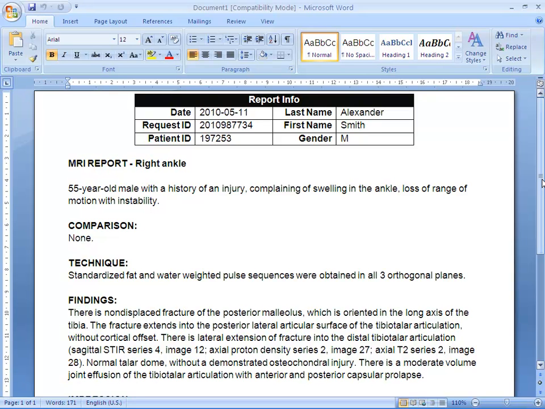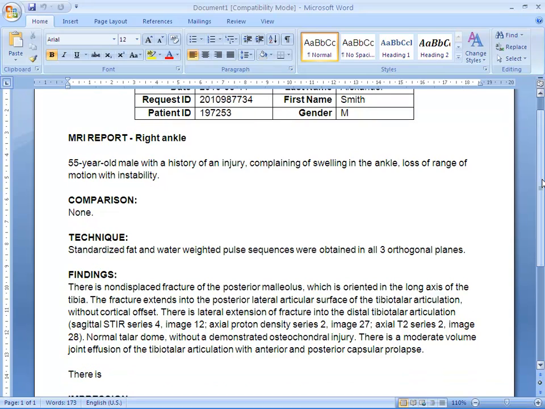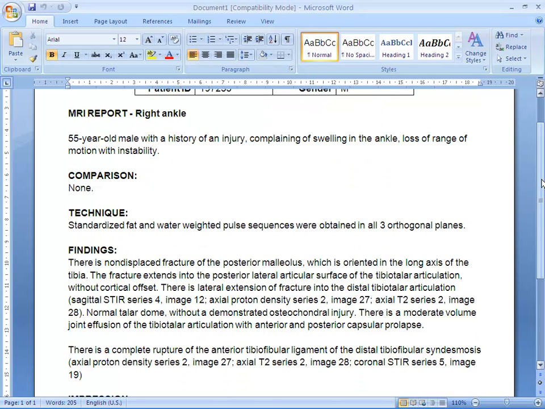There is a complete rupture of the anterior tibiofibular ligament of the distal tibiofibular syndesmosis (axial proton density series 2, image 27; axial T2 series 2, image 28; coronal STIR series 5, image 19). The posterior tibiofibular ligament remains intact.